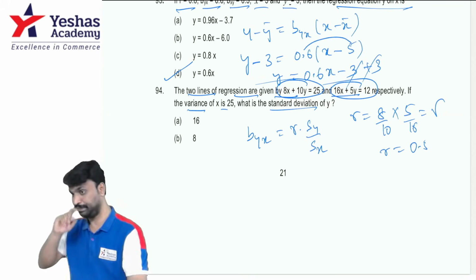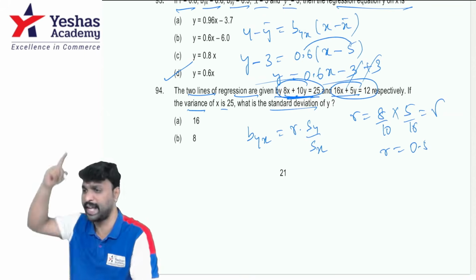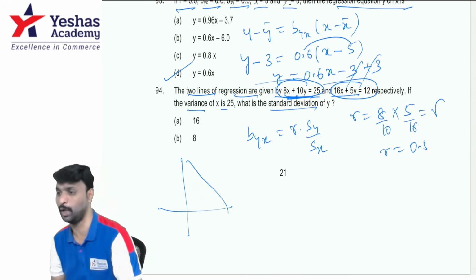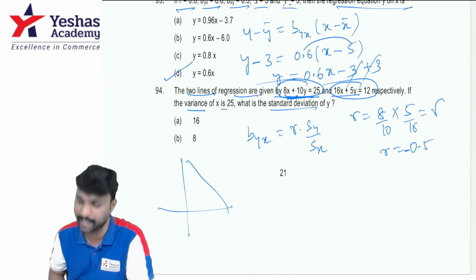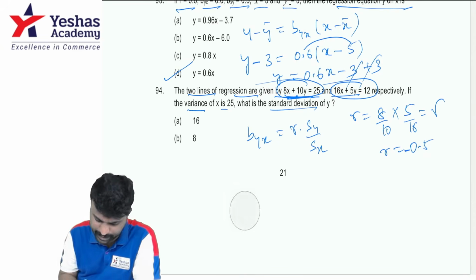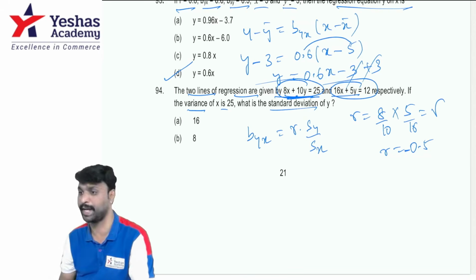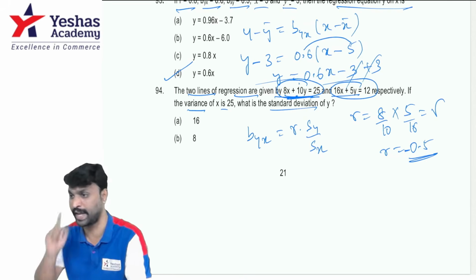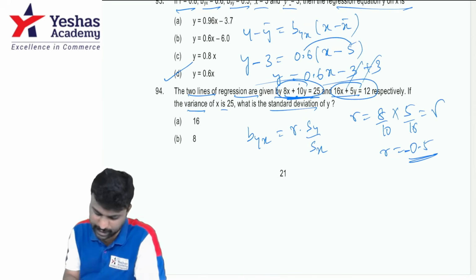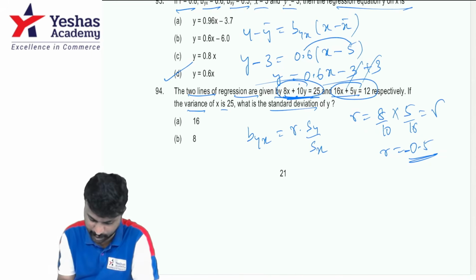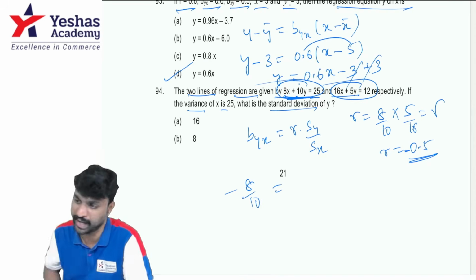And look at the nature of the line. When X and Y both are of same sign, nature of the line is from upper left to lower right. So R value will be negative. Correct? R value will be negative. And if R value is negative, definitely b by x is also negative. What is b by x? See, if R value is within the range by assuming first as Y on X, second as X on Y, definitely the first equation is only Y on X. So what is b by x? It is coefficient of X by coefficient of Y. So minus, because R is negative, b by x is also negative.